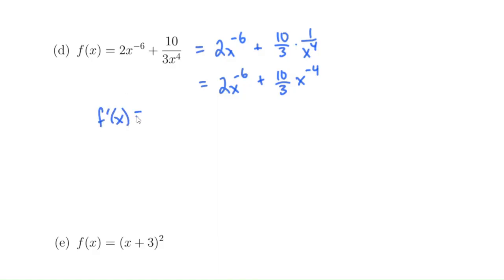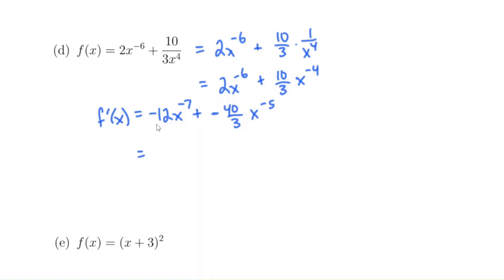What is the derivative? Well, the derivative of 2x to the negative 6 would be negative 12x to the negative 7. You lower negative 6 by 1, you get negative 7. Plus, well, we do negative 4 times 10 thirds. That would be negative 40 thirds. So plus a negative 40 thirds times x to the negative 5th power. Now I put plus a minus. You could just put a minus.